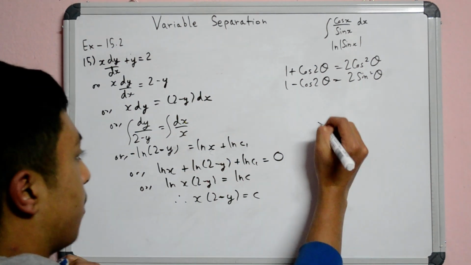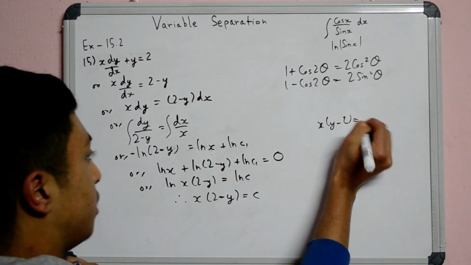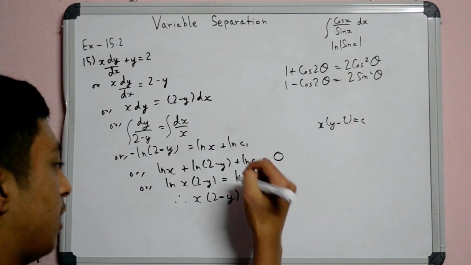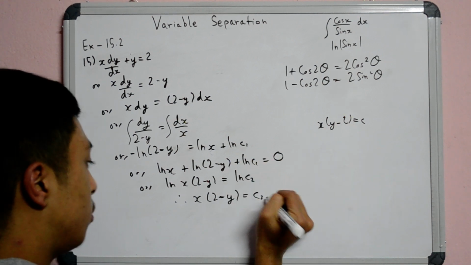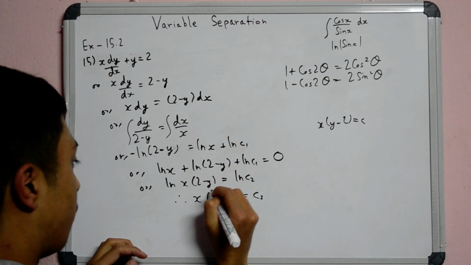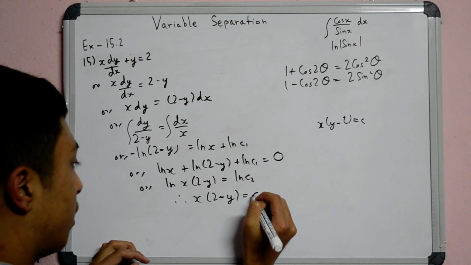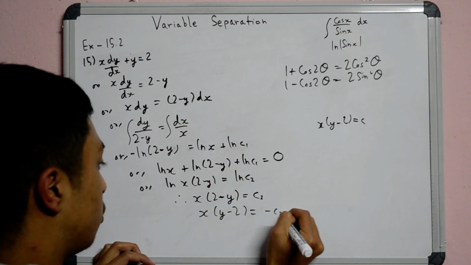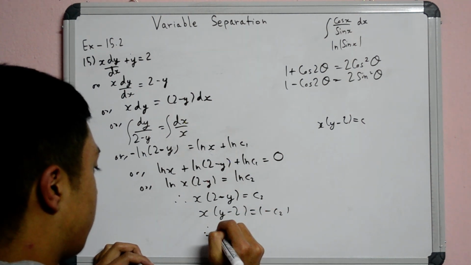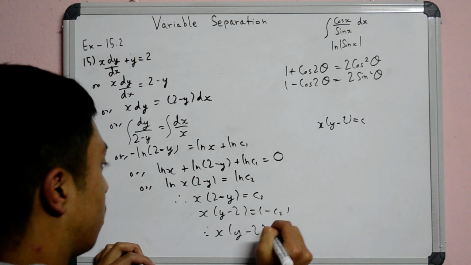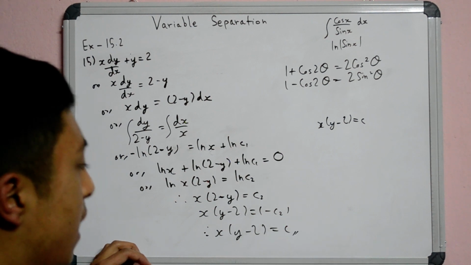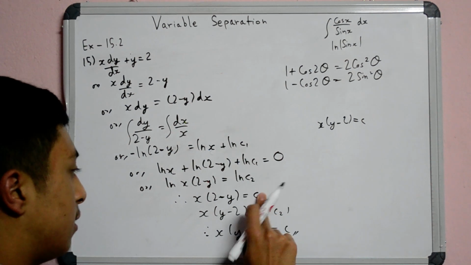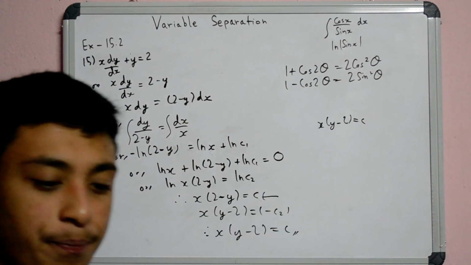Now in the book it's given x(y minus 2) is equal to c, but you guys will know how this will come. I guess represent it as c2, take the negative common from here, put the negative over there. So this becomes x(y minus 2) is equal to minus c2. Therefore in the end x(y minus 2) is equal to just another constant, let's say c, and that is the required solution in the book. Otherwise this is also fine right here.